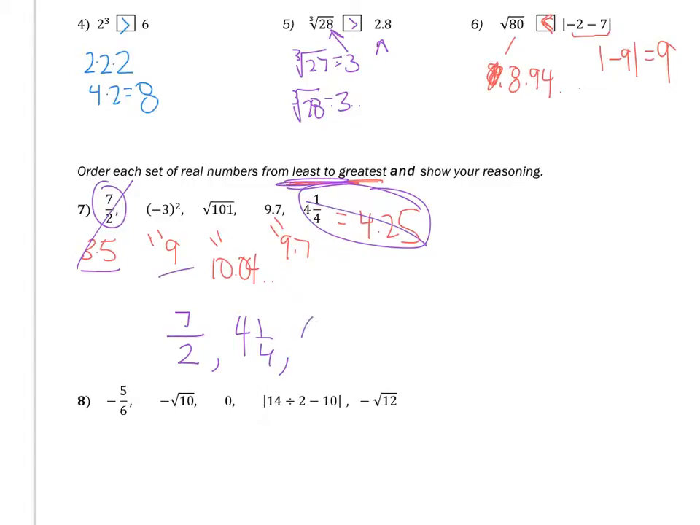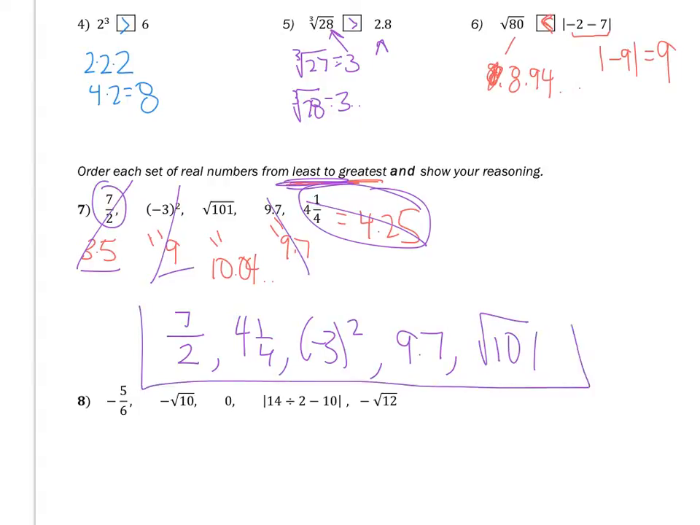The next smallest number will be negative 3 squared. Then we've got 9.7. And then the last one is the square root of 101. So I showed my work in decimals, and then I rewrote it as the original. Number 8 is that same process. Just rewrite them as decimals and then rewrite them as the original.